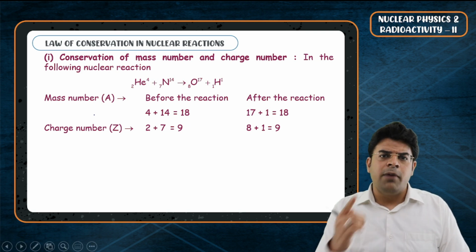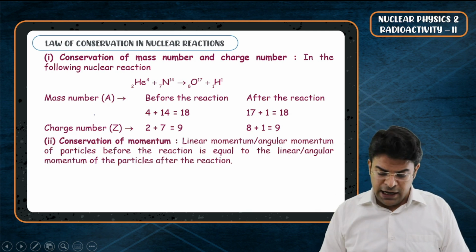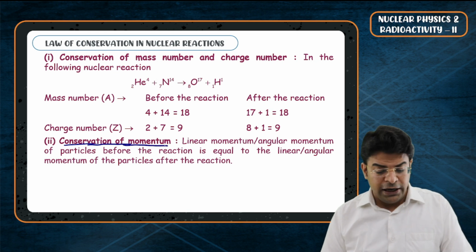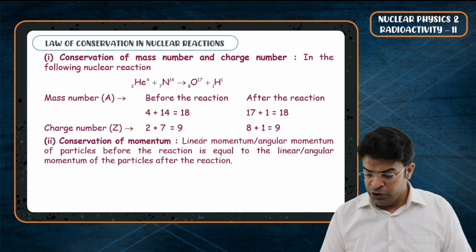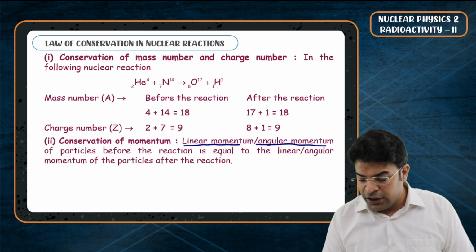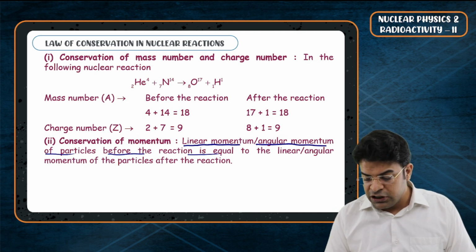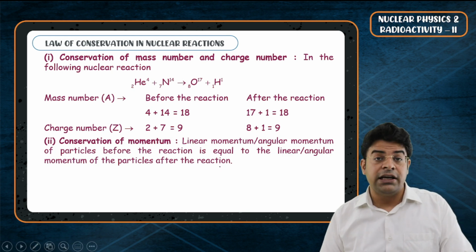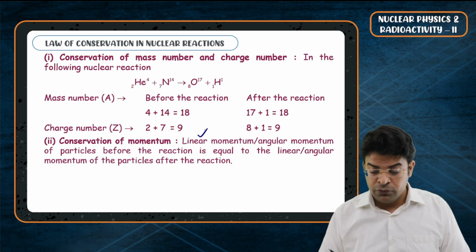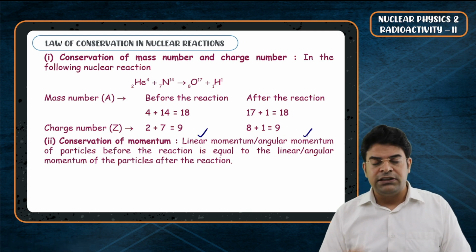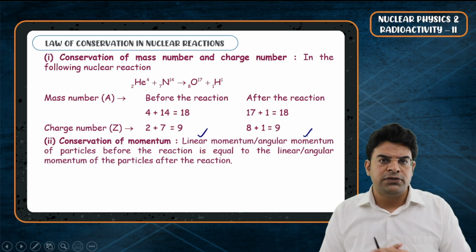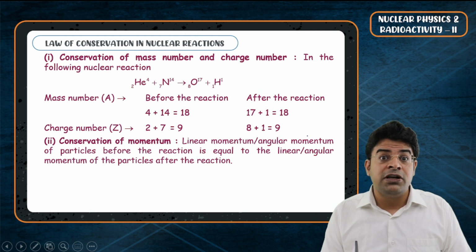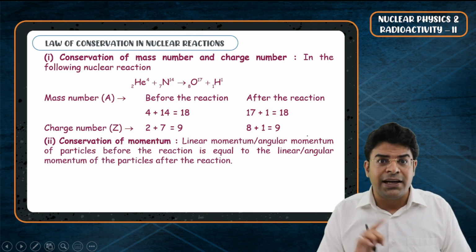We can even apply the principle of conservation of linear and angular momentum. So in nuclear reactions, we can conserve momentum, both linear as well as angular. So linear momentum and angular momentum of particles before the reaction is equal to linear momentum and angular momentum of the particles after the reaction, given that no external force or no external torque is acting on the system of particles.